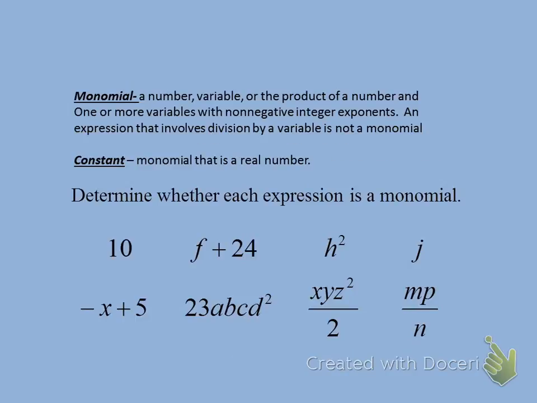A couple of key terms up top. Monomial being the first one. A monomial is a number, a variable, or the product of a number and one or more variables with non-negative integer exponents. So a monomial is considered either a number, a variable, or the product. Product means what? Multiplication. Product of a number and one or more variables with non-negative.